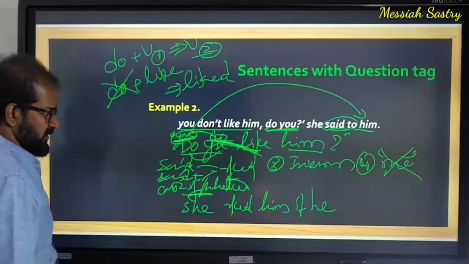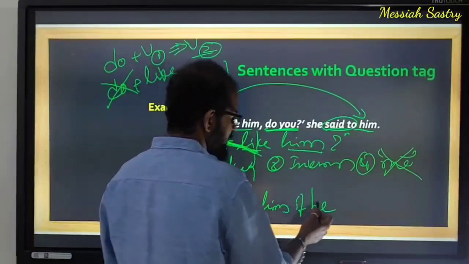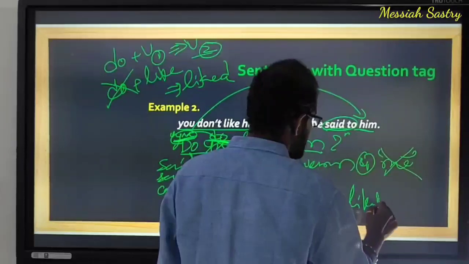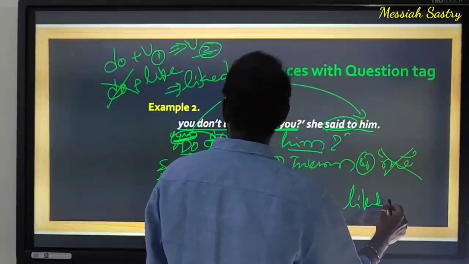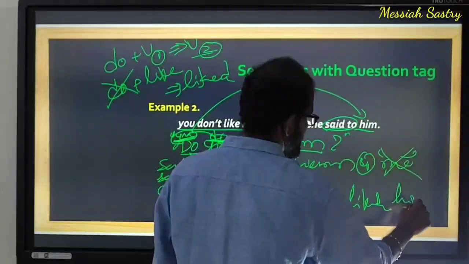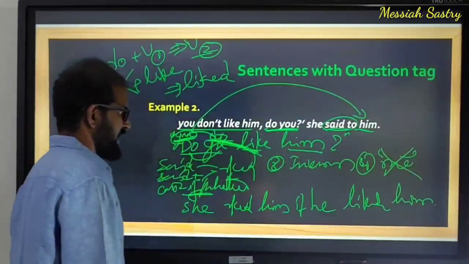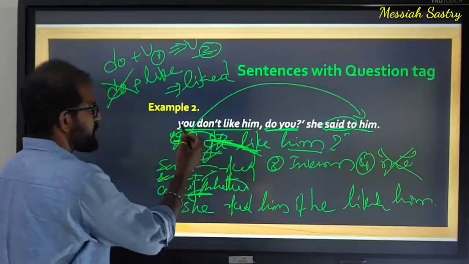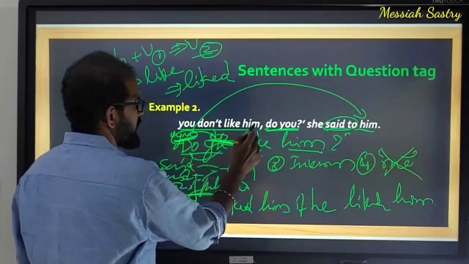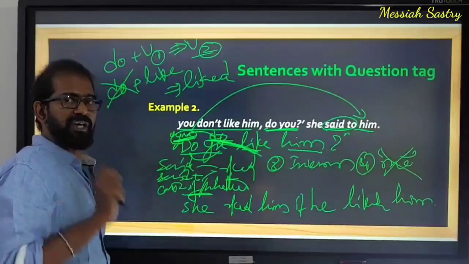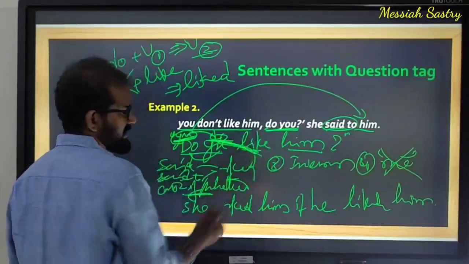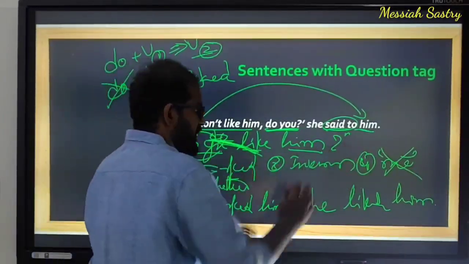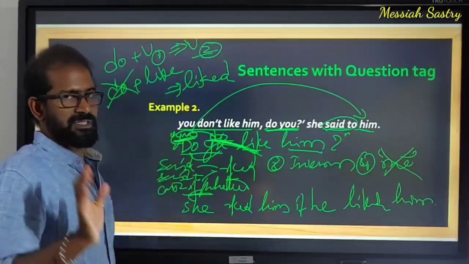Liked. So the answer is: she asked him if he liked him. This is the answer. "You don't like him, do you?" is a question tag sentence. We convert that sentence into "Do you like him?", a closed interrogative sentence, and follow all the rules related to closed interrogative sentences.